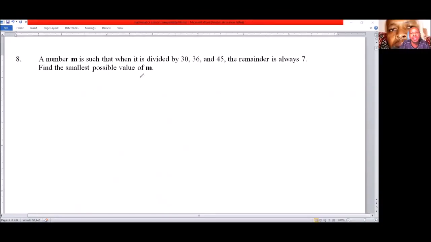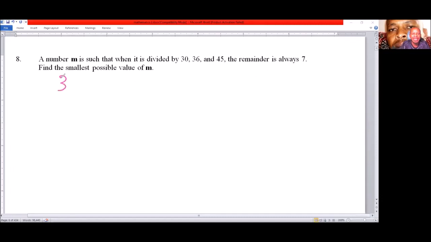So question number 8, we are told a number m is such that when it is divided by 30, 36, and 45, the remainder is always 7. Find the smallest possible value of m. So in this case, we need to get the LCM.